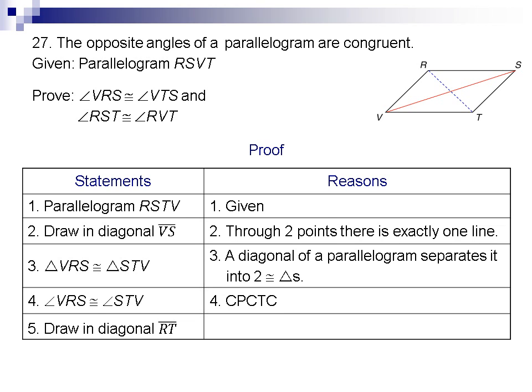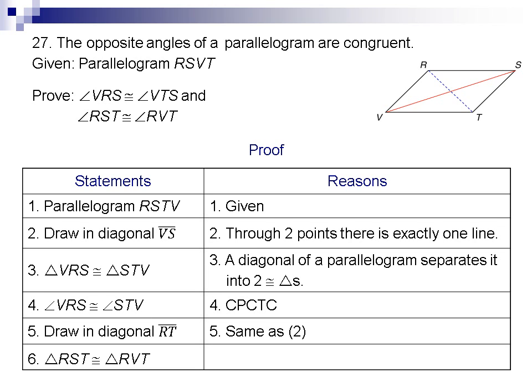And we're going to do this by basically repeating the same 3 steps, 2, 3, and 4, just using a different diagonal. So statement number 5, draw in diagonal line segment RT. Reason number 5, same as reason number 2. Statement number 6, triangle RST is congruent to triangle RVT. Reason number 6, same as reason number 3.